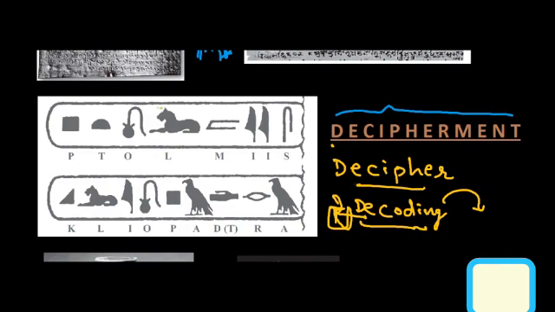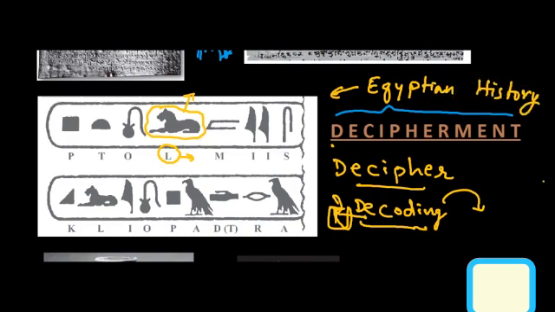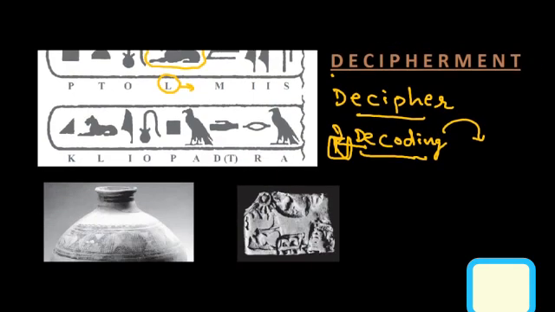For example, here we see a particular kind of figure. It looks like a lion, and hence we decipher it and say it is an L that we can keep in the English language. Well, this is an inscription from Egyptian history. Okay, that's hieroglyphic script.